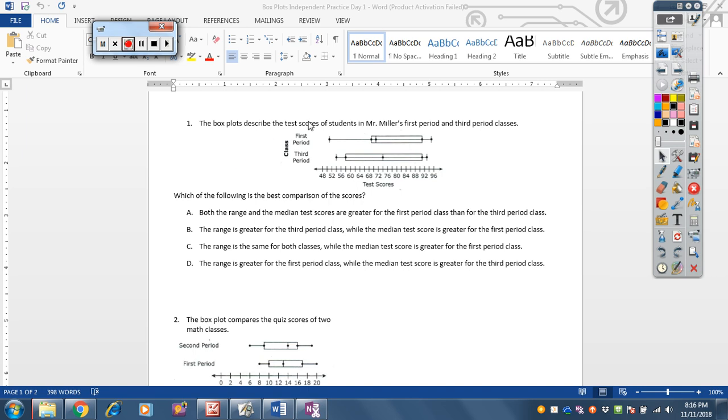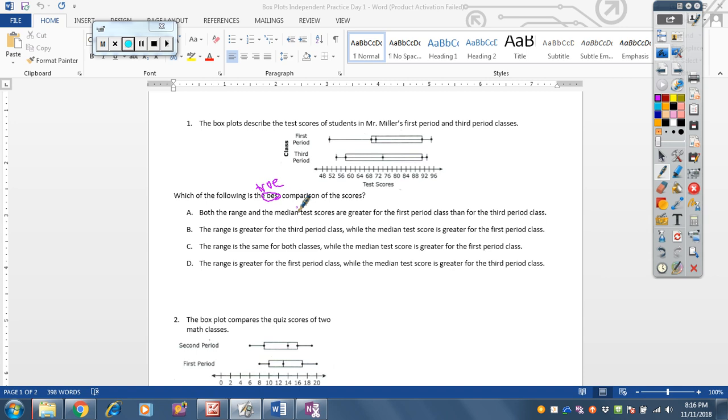The dot plots describe the test scores of students in Mr. Miller's first period and third period classes. Don't skip reading that information at the beginning. Sometimes it gives you important stuff. Which of the following is the best comparison? We are looking for true.